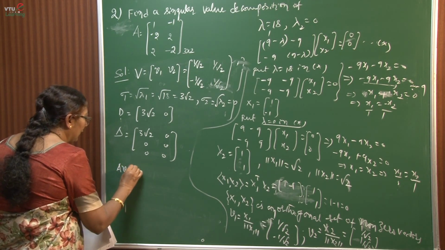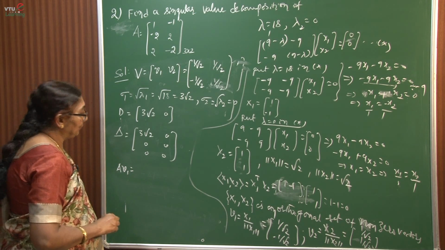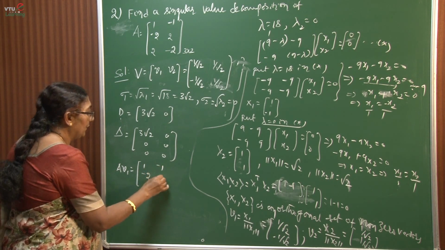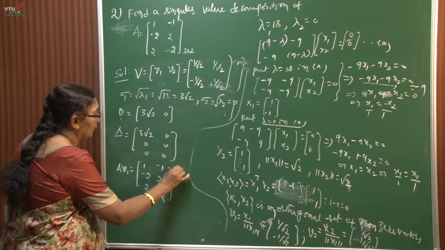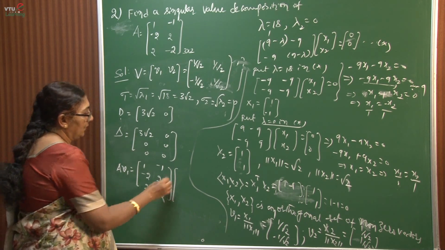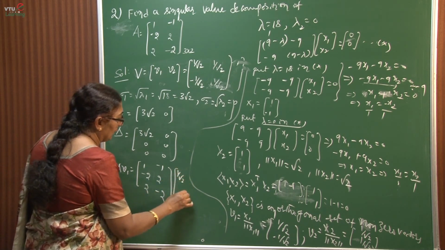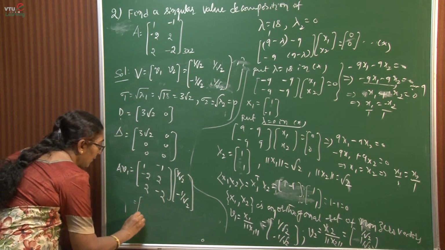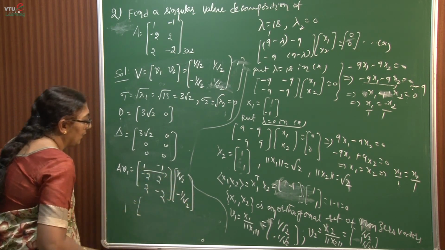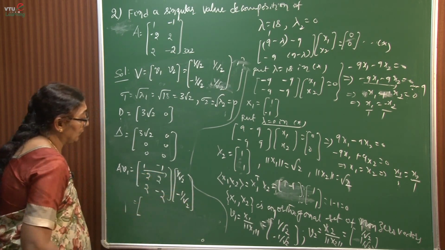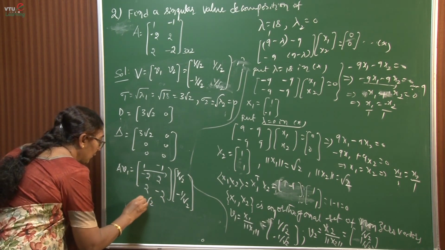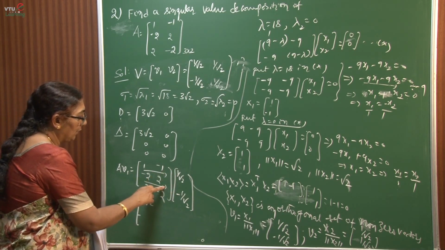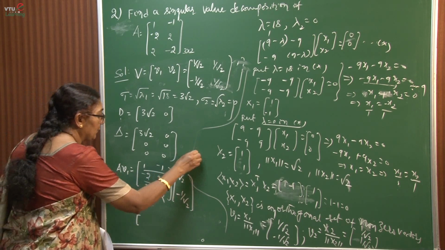Next, I have to find out U. While finding U, I find out AV1. What is AV1? A is 1 minus 2, 2 minus 1, 2 minus 2, into V1. What is V1? 1 by root 2, minus 1 by root 2 is V1. Okay, fine. You multiply this, what we get? AV1, row into column. 1 by root 2, minus into minus plus 1 by root 2. What we get? 2 by root 2 means root 2. Next you multiply with the second row. Minus 2 by root 2, minus 2 by root 2. What we get? Minus 4 by root 2.